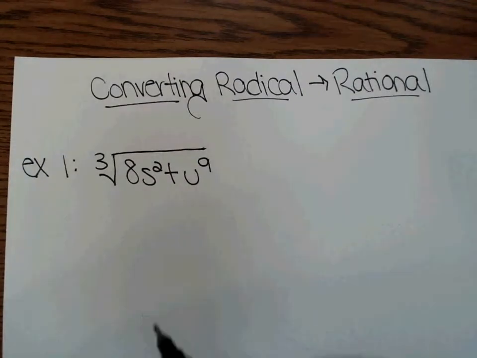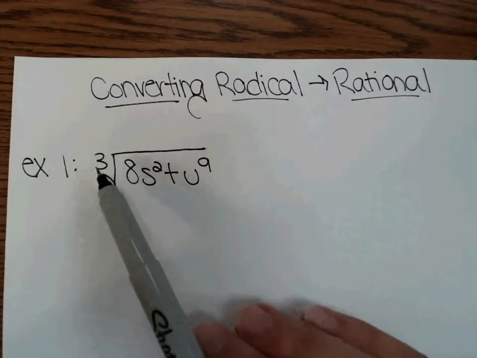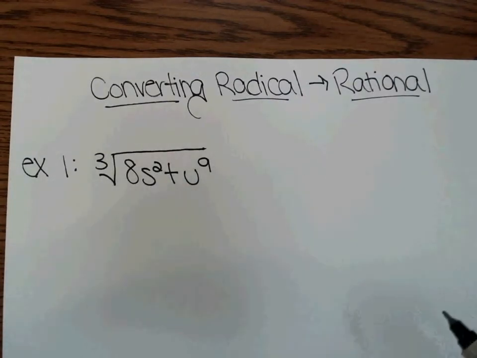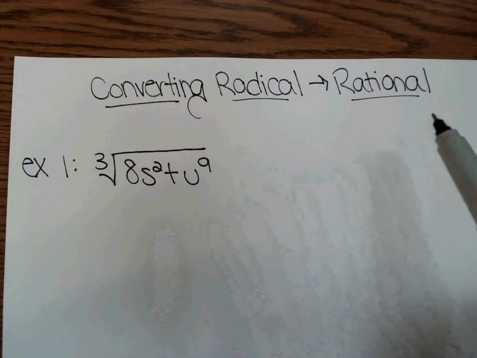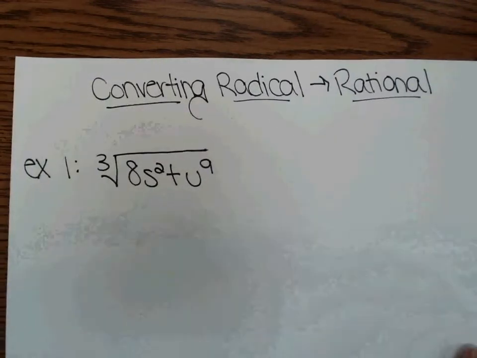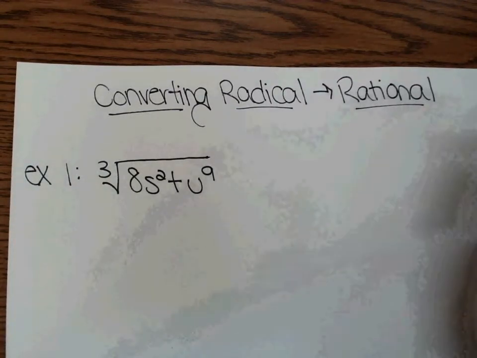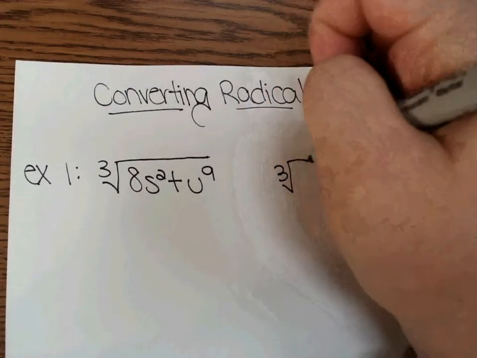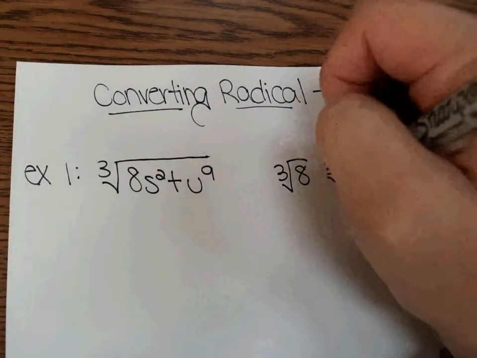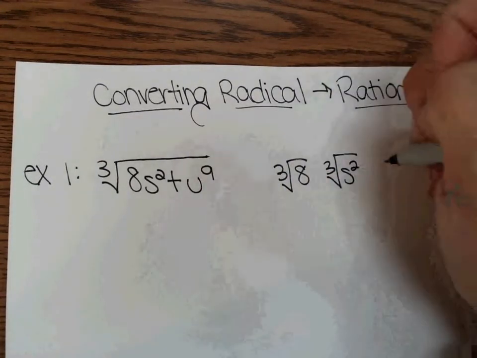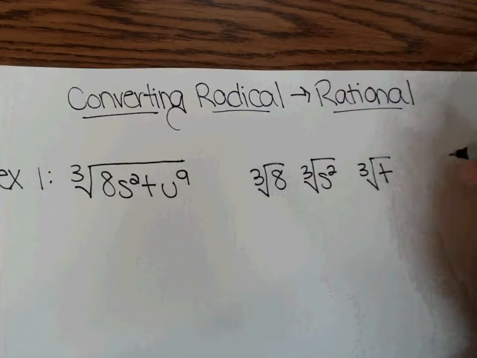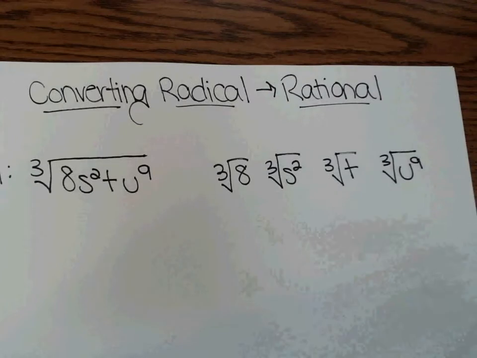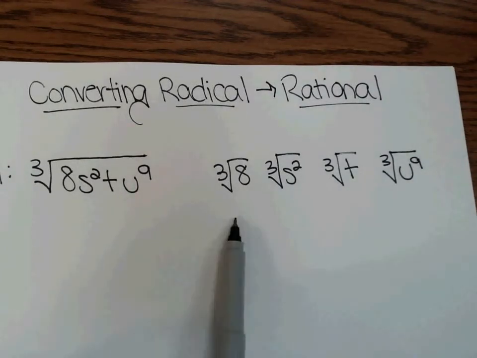Alright, three examples. The first example says the third root, or the cube root, of 8s squared t u to the ninth. When you're asked to simplify this into rational form, first break it apart to make it into more manageable, smaller pieces. So you can say that's equivalent to the third root of 8, the third root of s squared, the third root of t, and the third root of u to the ninth. So these are smaller and we can deal with one-term pieces.